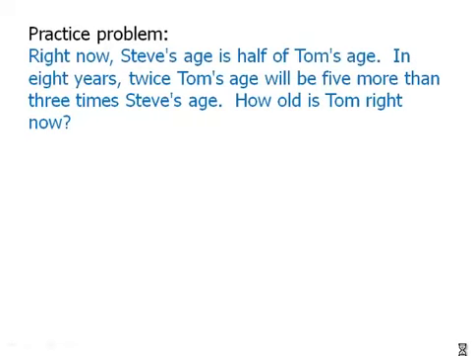For example, right now Steve's age is half of Tom's age. In 8 years, twice Tom's age will be five more than 3 times Steve's age. How old is Tom right now?